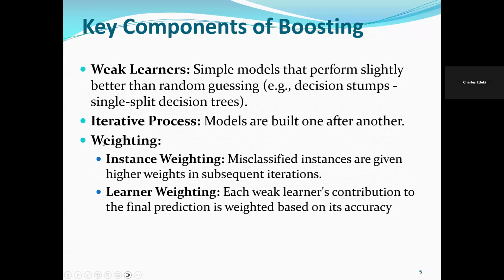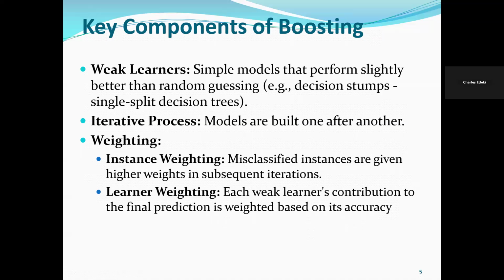Here we talk about the doctor analogy. A good doctor gets more weight, a bad doctor gets less weight. Same idea here. Instance weighting: misclassified instances are given higher weight in subsequent iterations, basically to do better the next time. Learner weighting: each weak learner's contribution to the final prediction is weighted based on its accuracy. So that's the good doctor, bad doctor idea. Based on how they do, we give them the weight.